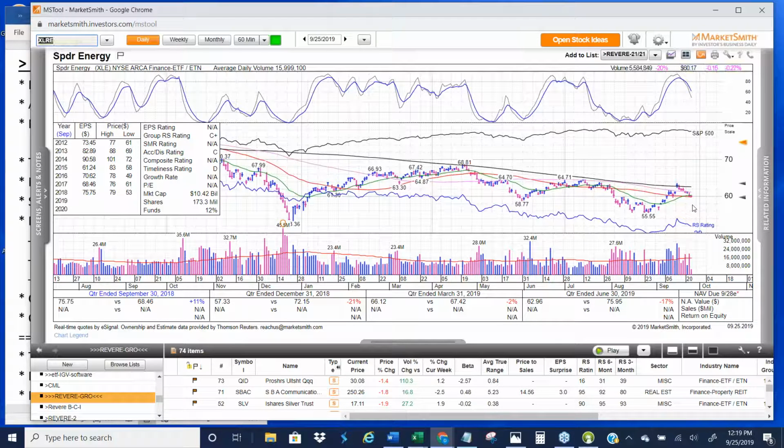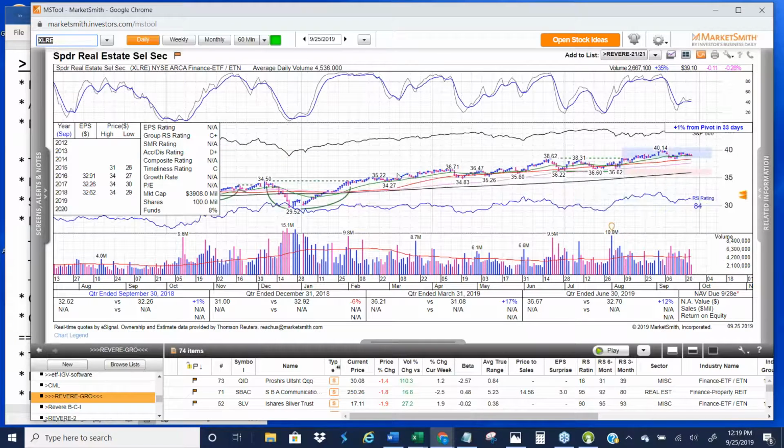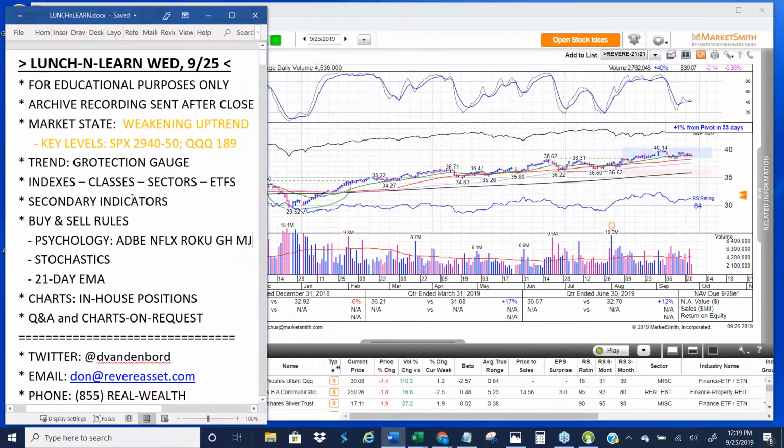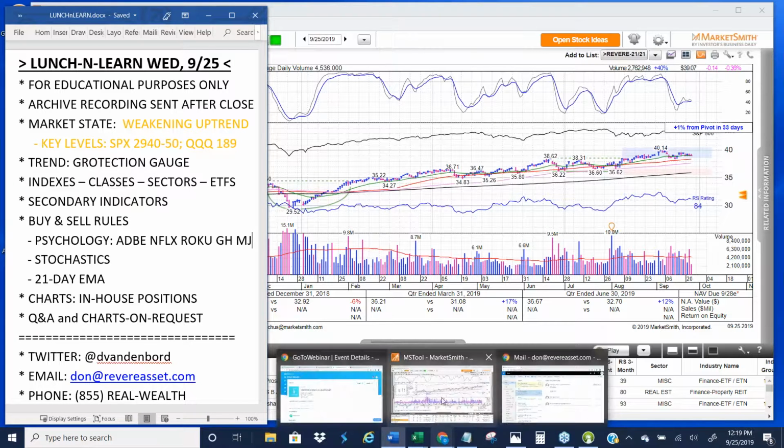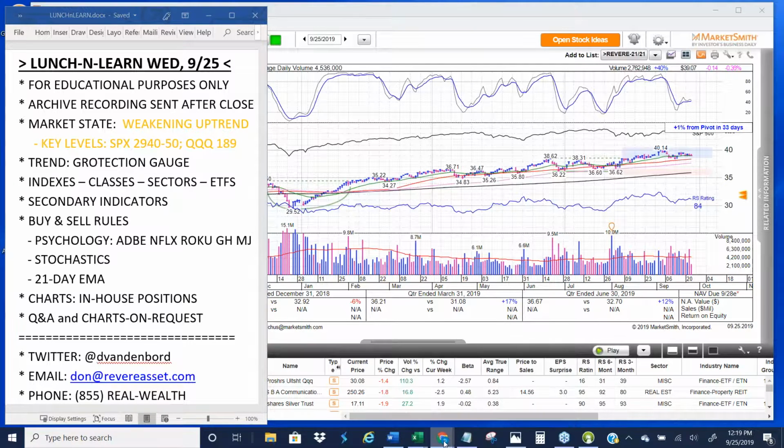And finally, XLRE, we do have a long position in this and have held it for a long period of time as this trends nicely above the 200-day moving average. So those are the broad asset classes for Robotection. Let's take a look at the secondary indicators that I follow.